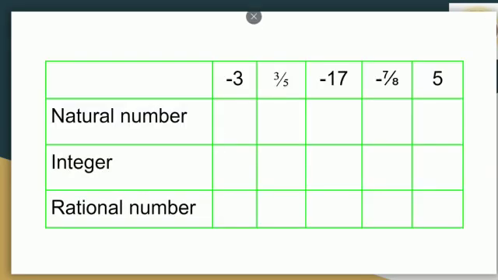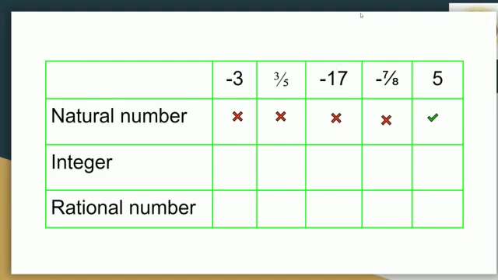Now let's try to complete this table given on page number 34 of your textbook. You have to see each number and put a tick mark in the boxes. For example, if the first number is minus 3, is it a natural number? It's not a natural number, so we put a cross mark in the first box. 3 upon 5, is it a natural number? No, so we put a cross mark here. Minus 17 is not a natural number. Same way, minus 7 upon 8 is also not a natural number. Now 5, is it a natural number? Yes, so we put a tick mark.